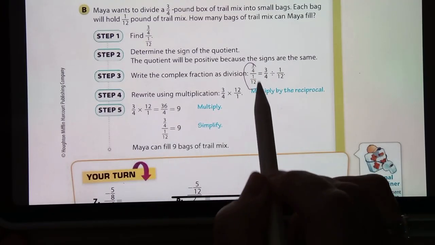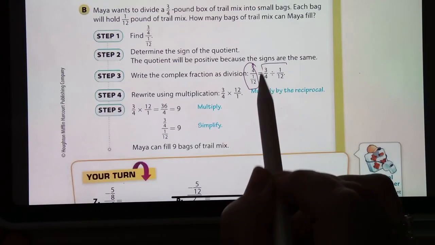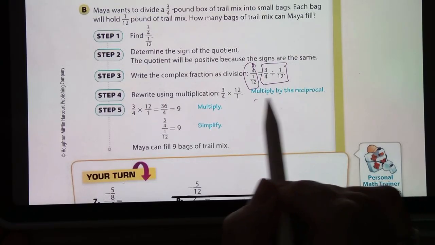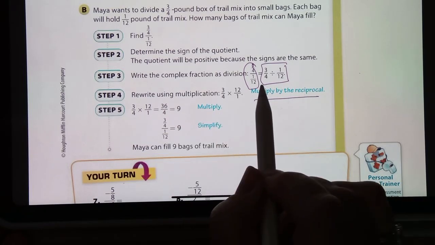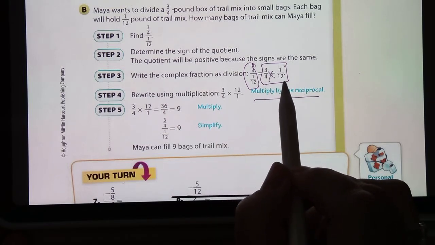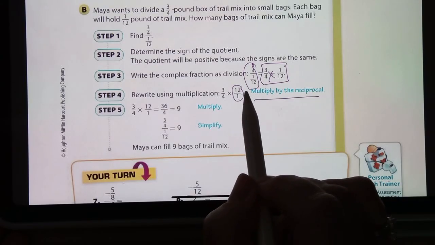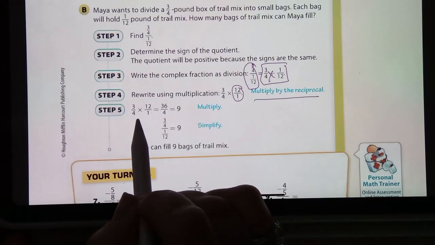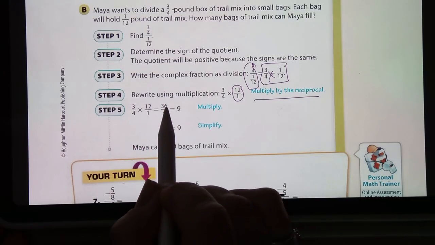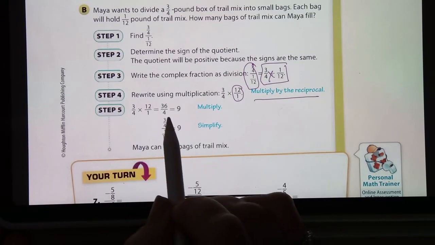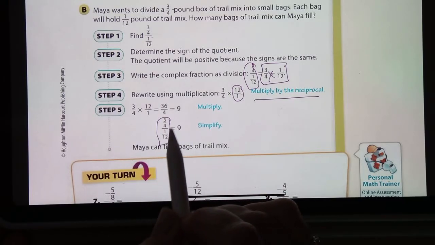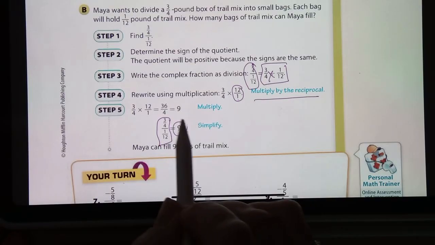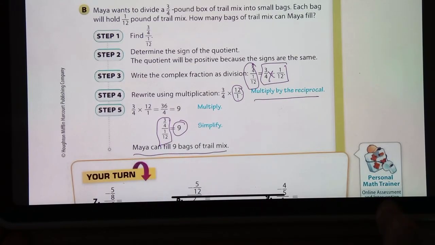So 3/4 divided by 1/12 equals 3/4 divided by 1/12. I wrote it looking like this. Now I'm going to multiply by the reciprocal. Keep the first fraction, change this to a multiplication, and give the reciprocal of that fraction, which is 1/12 becomes 12/1. So now I have 3/4 times 12/1, which equals 36/4, which equals 9. 36 divided by 4 is 9. So my original division problem looked like this, and my answer is 9. Maya can fill 9 bags of trail mix.